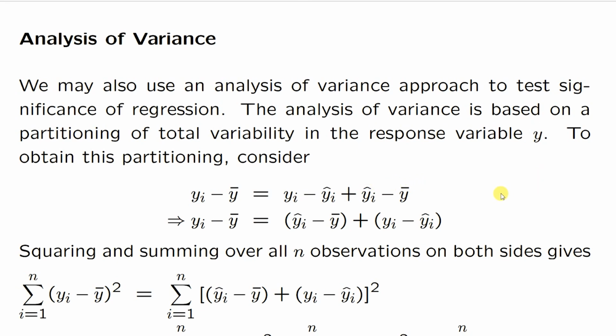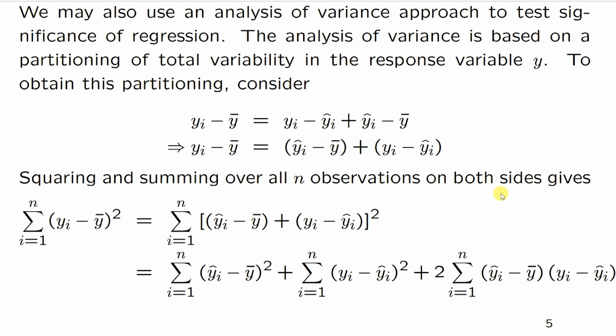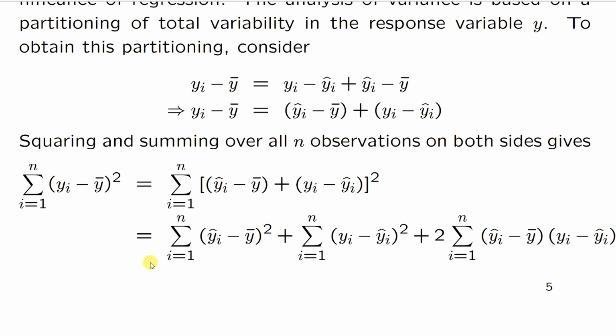So yi minus y bar, to this expression let us subtract and add yi cap. Let us group the terms. So we get yi cap minus y bar plus yi minus yi cap. To this equation, let us square and sum over all the observations on both sides. Thereby we get summation yi minus y bar whole square is equal to summation of yi cap minus y bar plus yi minus yi cap whole square.